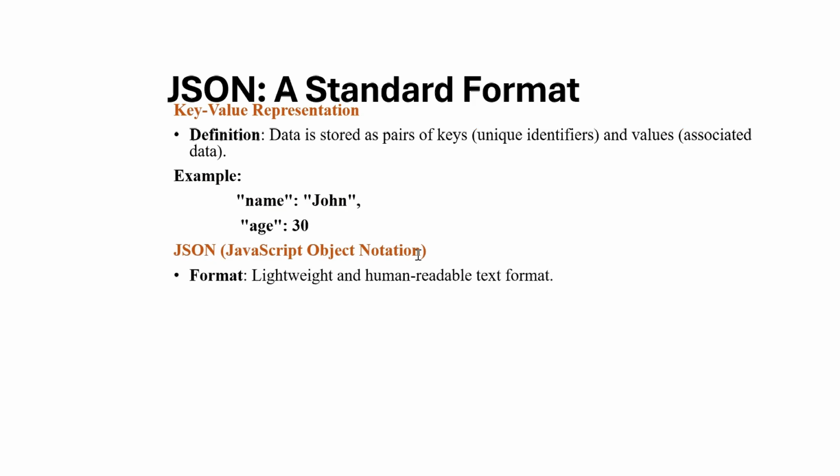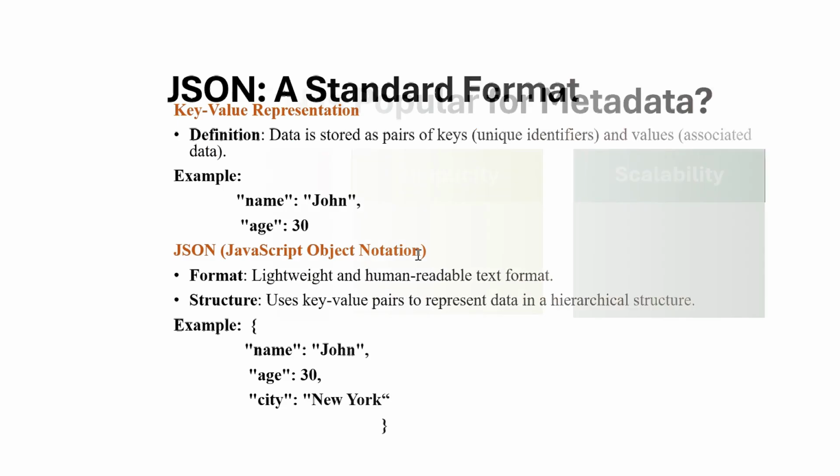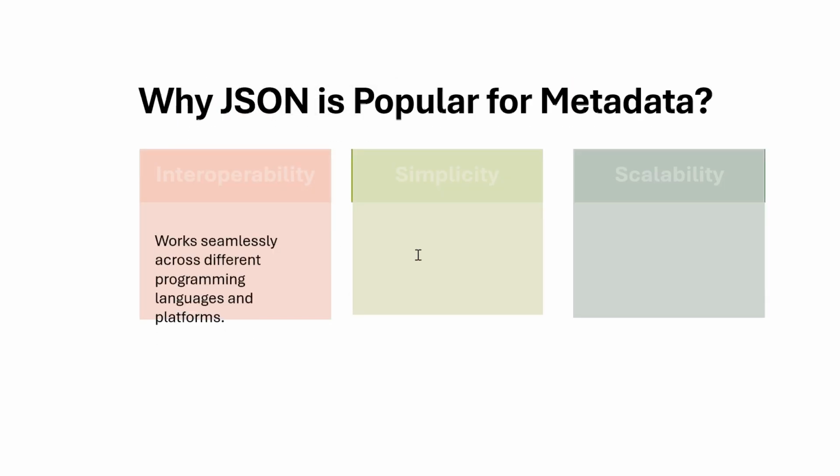This information is structured using the JSON format, which is a lightweight and human readable text format, and uses key value pairs to represent data in a hierarchical structure. So in the end, we get very good data about John. John can be a person that has been captured through an image, and we identify and send this information to the server.